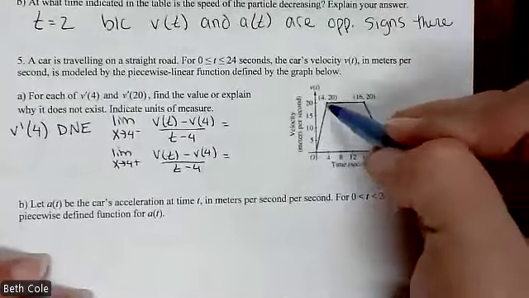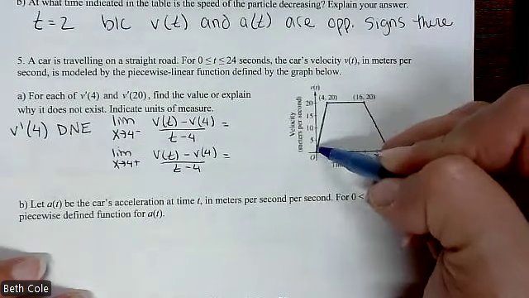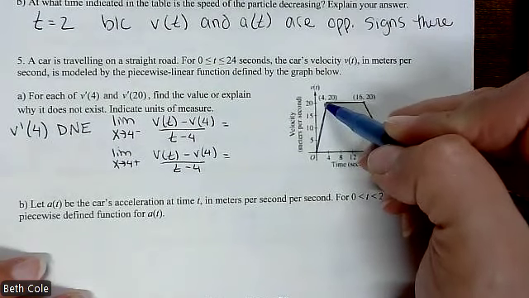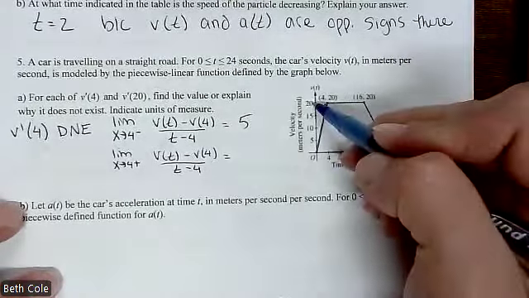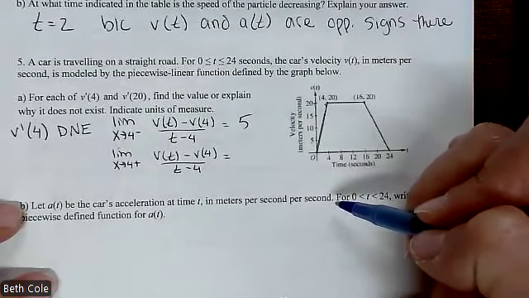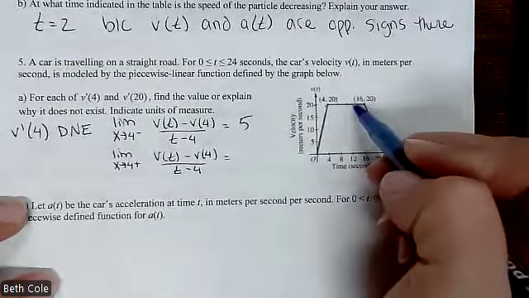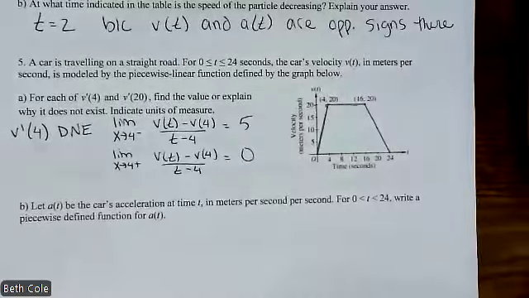So looking at 4 from the left, what is the slope of this section? 5. Why is it 5? That's correct. Up 20 over 4. You could write 20 over 4. That's valid. All right, and from the right, what's the slope here? 0. And those don't equal each other, so you can't get it.